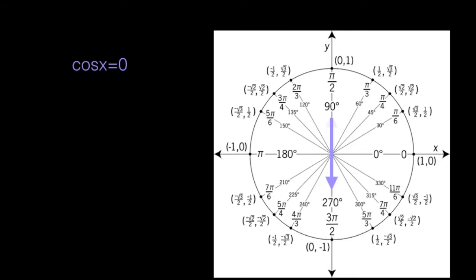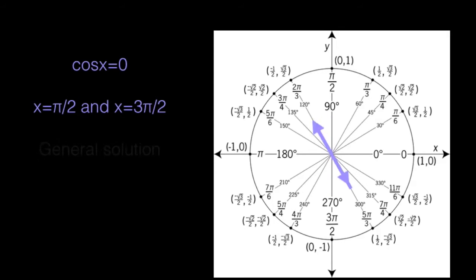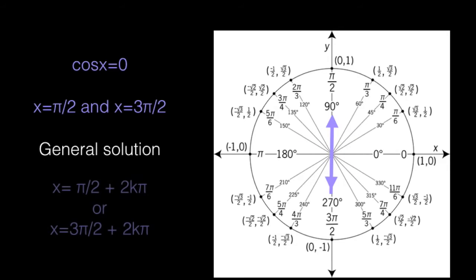And now we have to find where cosine x is equal to 0. So we look at the unit circle, and we find that at pi over 2 and at 3 pi over 2, cosine x is equal to 0. Now this question was asking us for the general solution. So we have to use k. So our solution here would be x is equal to pi over 2 plus 2k pi, or x is equal to 3 pi over 2 plus 2k pi.